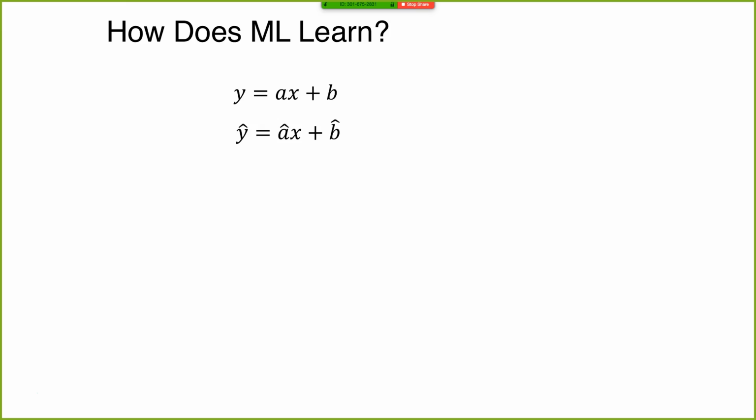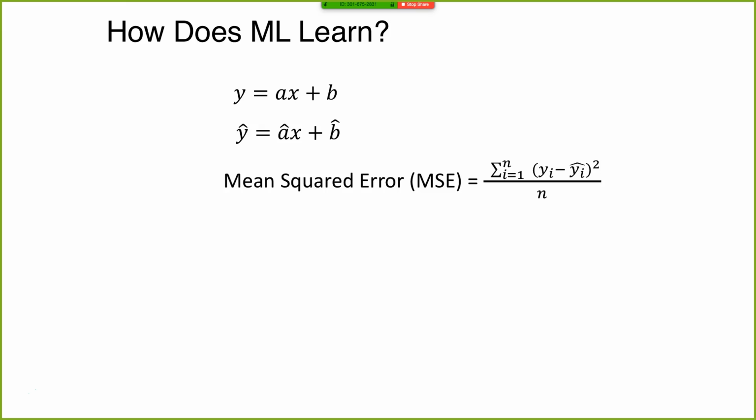Machine learning is an iterative process. So first it picks random values for a hat and b hat, and in that case we get a corresponding value for y hat. Once we get the value of y hat, we can calculate the error. There are different error measures that we can use.